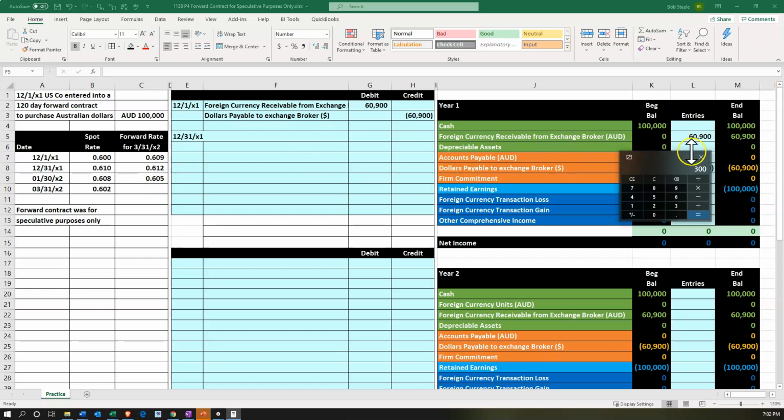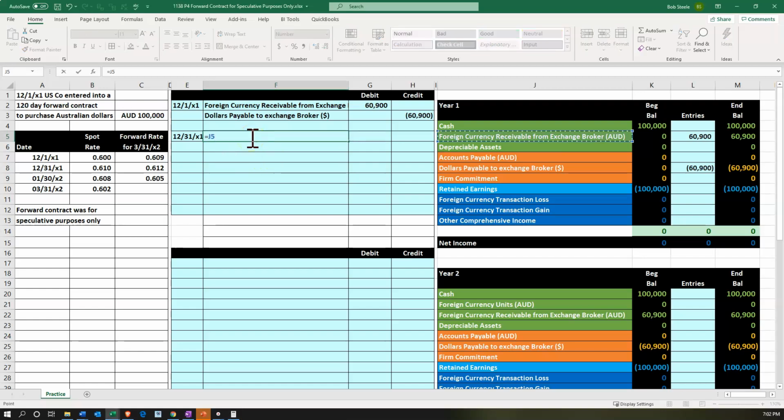So if the foreign dollars got stronger with relation to the US dollar, then we would be looking better in that situation. So we're going to then record the gain. We're going to increase the receivable to that amount that we calculated, and then the other side is going to be going to a gain.